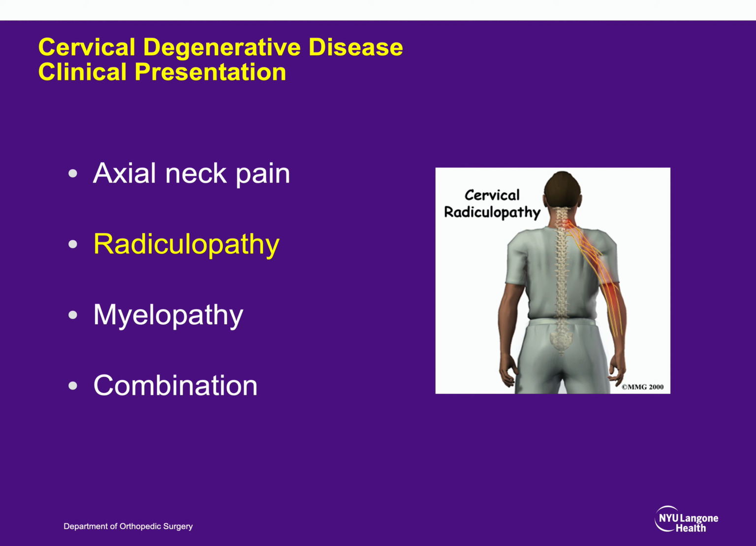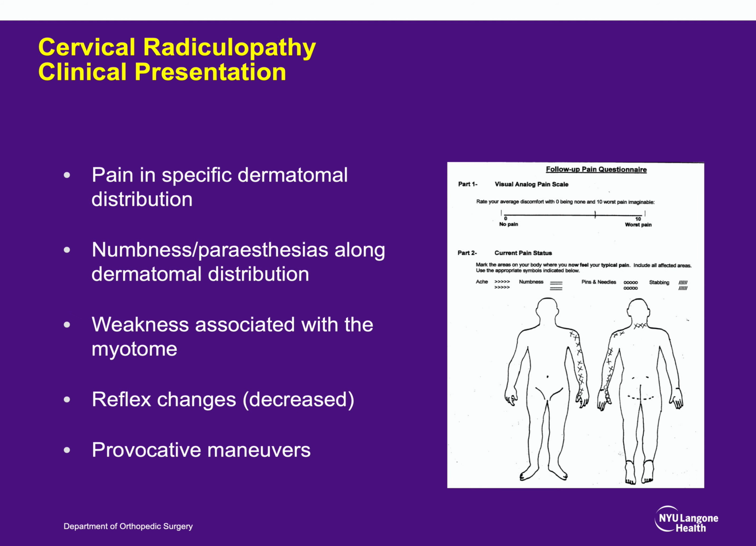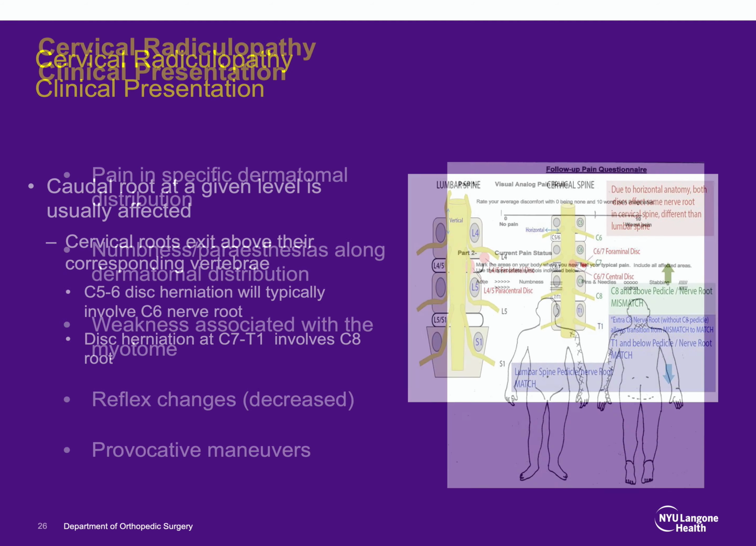Radiculopathy is probably one of the most common presenting symptoms of cervical degenerative disease. Patients with radiculopathy often present with pain in a very specific dermatomal distribution. There is at times associated weakness in the myotome. Reflex changes are often noted.